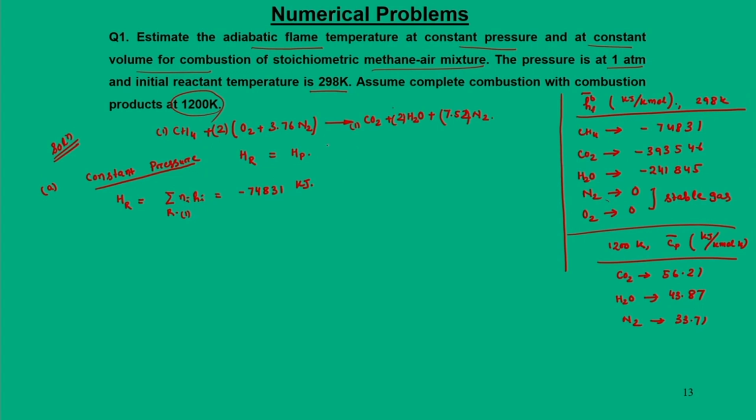Then for products we say H products is nothing but the summation over products of N_i. Here we have to find out H_f^0 plus Cp_i times T adiabatic minus the initial temperature, that is 298.